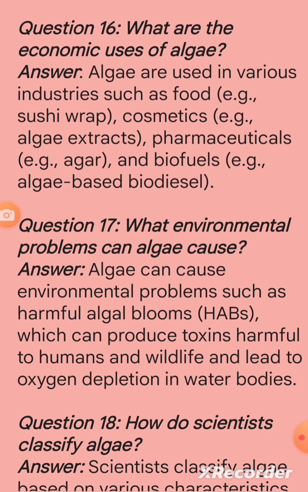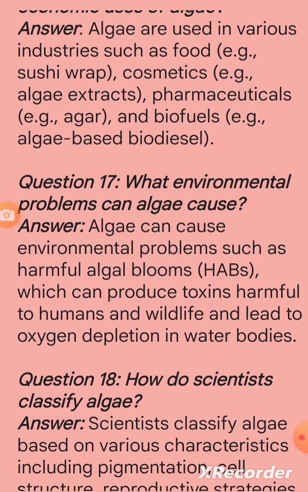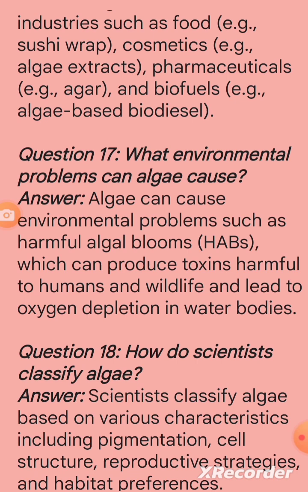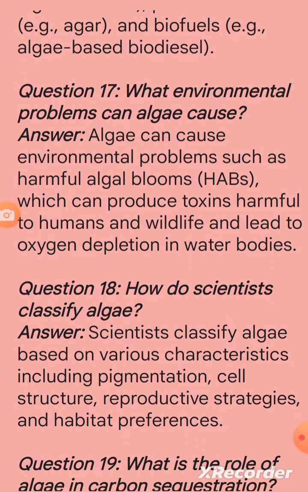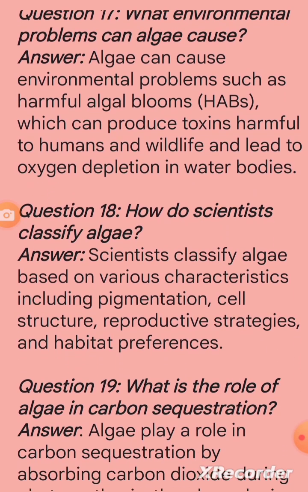Question 17. What environmental problems can algae cause? Answer. Algae can cause environmental problems such as harmful algal blooms, HABs, which can produce toxins harmful to humans and wildlife and lead to oxygen depletion in water bodies.